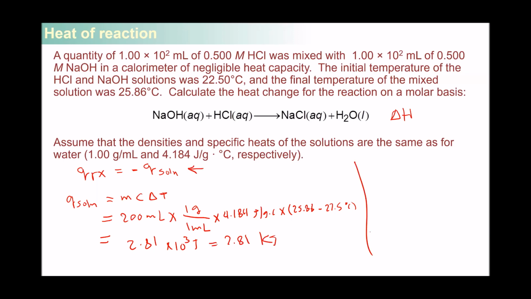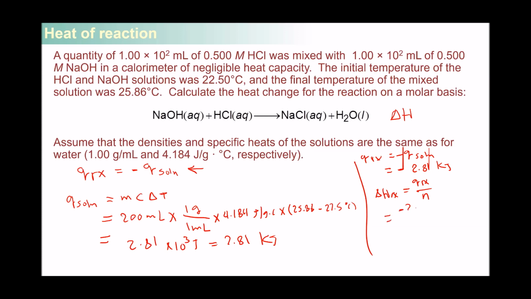And from the equation here, Q of the reaction is going to equal negative Q of the solution. So it equals negative 2.81 kilojoules. But this amount of heat was produced from a specific sample with a certain number of moles. If you want to calculate it per 1 mole, you calculate delta H of the reaction by dividing the heat of the reaction during the experiment by the number of moles of the reaction.